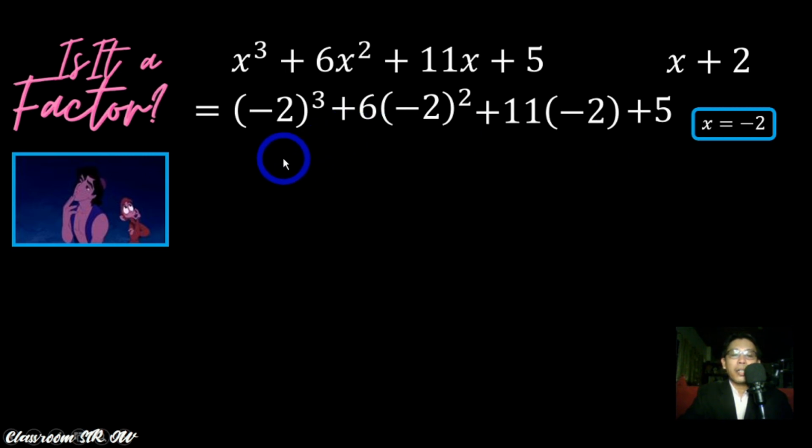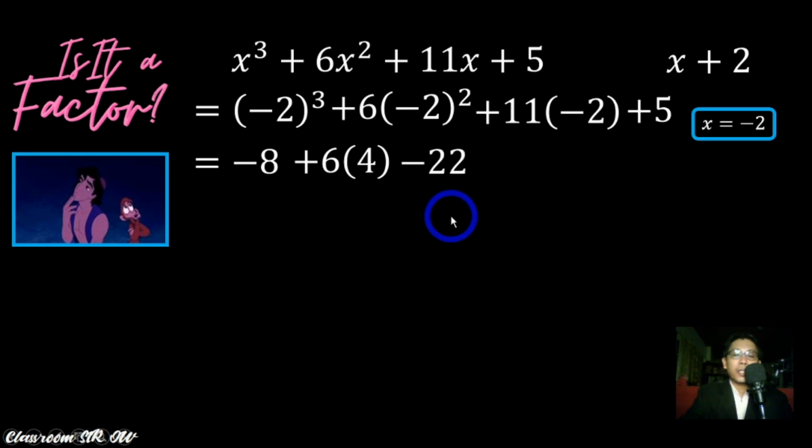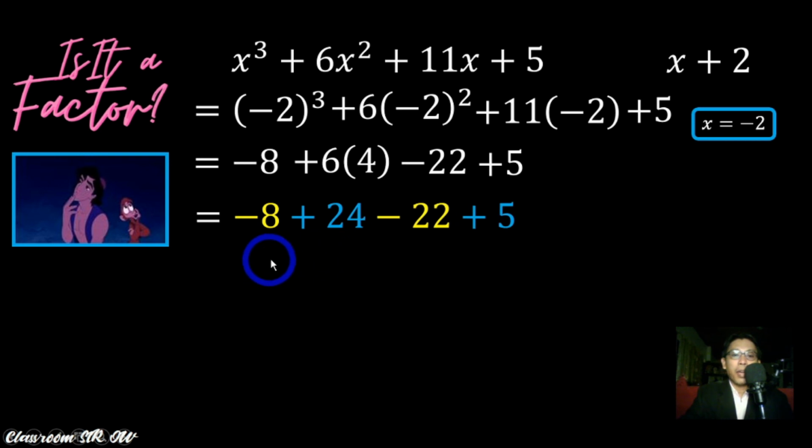We know that negative 2 raised to the power of 3 is negative 8, because negative 2 times negative 2 is equal to positive 4, multiplied by negative 2 is negative 8. And we know that negative 2 raised to the power of 2 is, of course, 4. So we have 6 times 4. And 11 times negative 2 is, of course, negative 22. And we copy again positive 5. We will simplify this further. So we have negative 8 plus 24, because 6 times 4 is 24. We just copied negative 22 and positive 5.